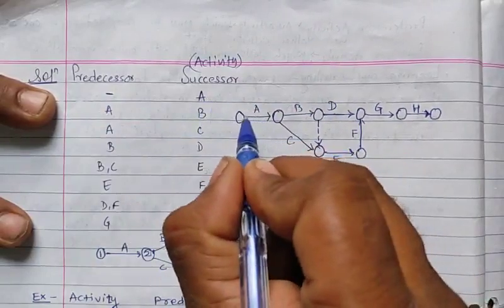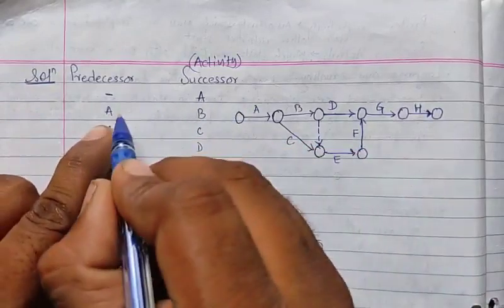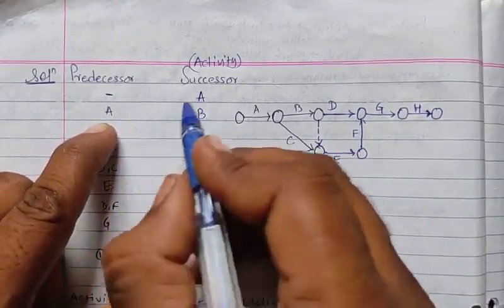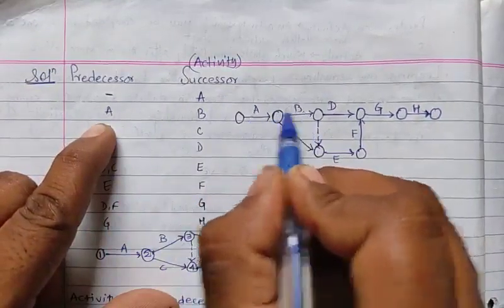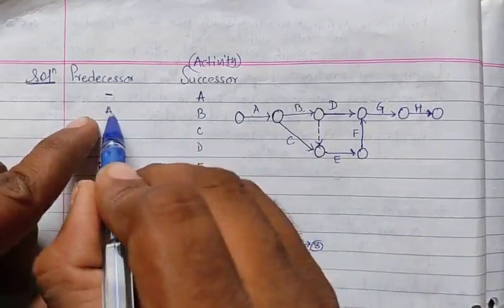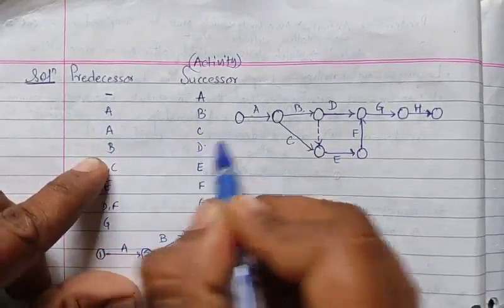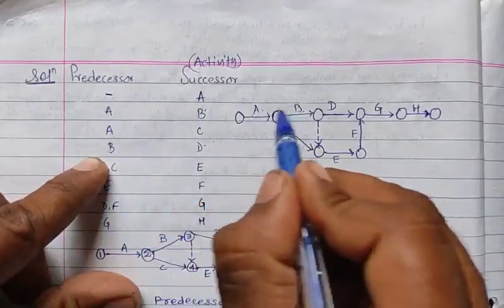Here we make the chain first. So A is the initial point, right? So A goes to B. Next, make the link. A goes to B. Next, let's see where B goes. Now B goes to D. So A goes to B, B goes to D.